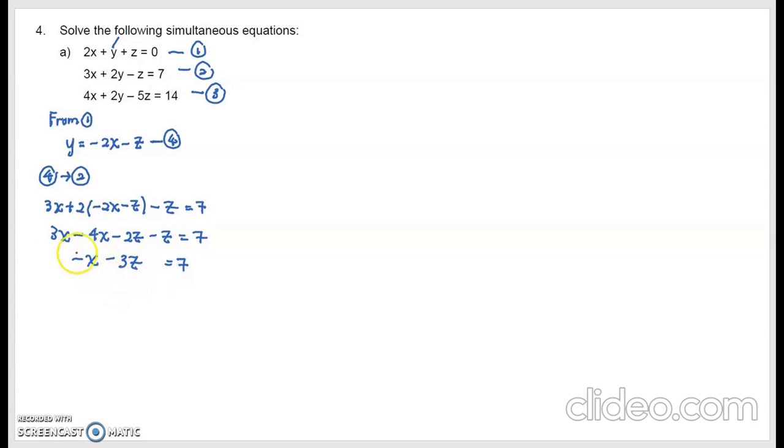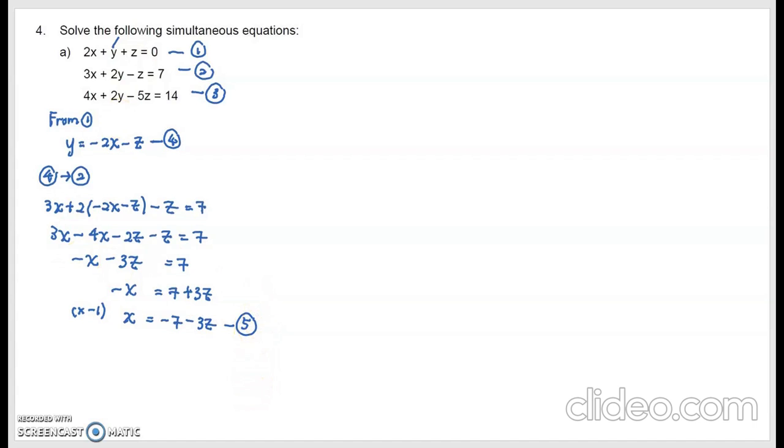So next, let's say I let x as our subject. Negative x is equals to 7 plus 3z. So make sure that our x is positive. So how are we going to do? I multiply by negative 1. So here will become x is equals to negative 7 minus 3z. So here is equation 5.